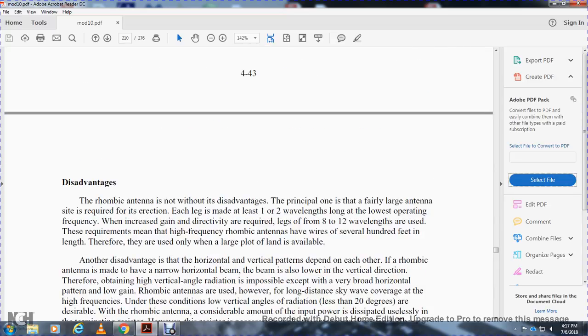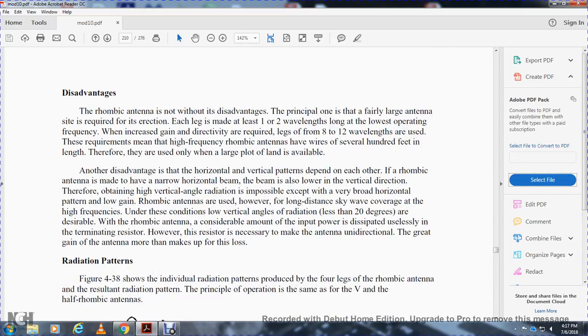The rhombic antenna is not without its disadvantages. The principal one is the very large area required for its erection. Each leg must be at least 1 or 2 wavelengths long at the lowest operating frequency. If an increase of gain and directivity is required, a length of 8 to 12 wavelengths is used. These requirements mean high frequency rhombic antennas have wires several hundred feet long, therefore they need a large plot of land to be available.